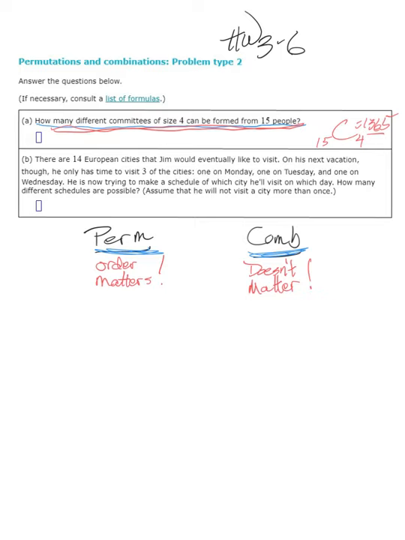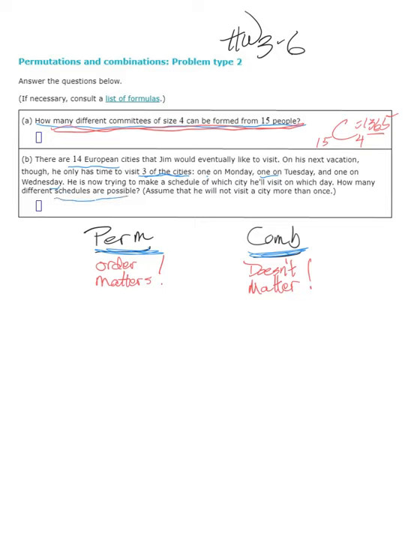All right, this next one, let's read about it and see if the order matters or not. You have 14 European cities that Jim would eventually like to visit on his next vacation, though he has time to visit only 3. So he's got 14, he's picking 3. One on Monday, one on Tuesday, and one on Wednesday. He's now trying to make a schedule of which city he'll visit on which day. How many different schedules are possible?